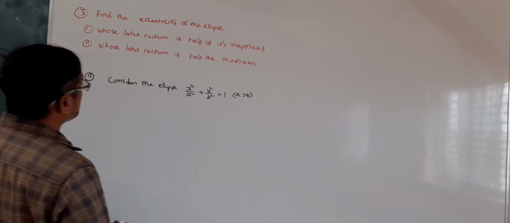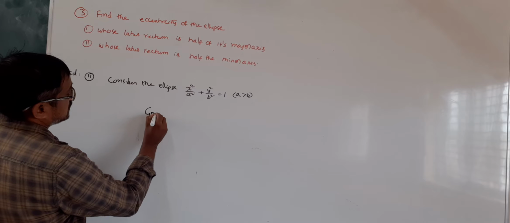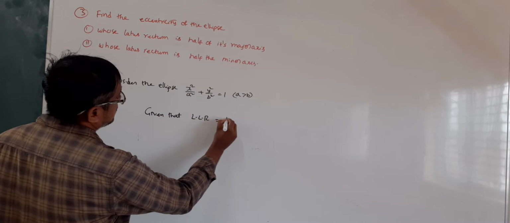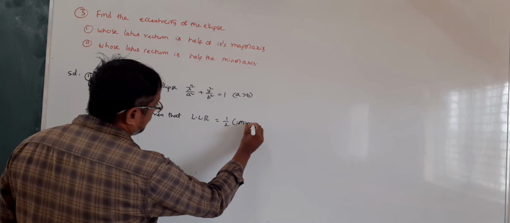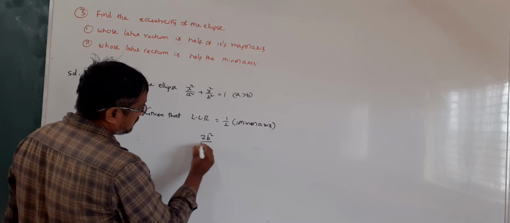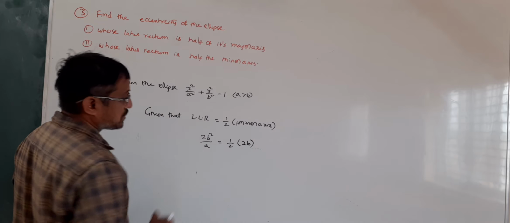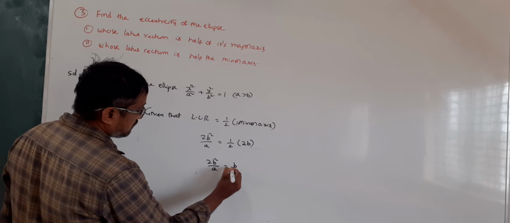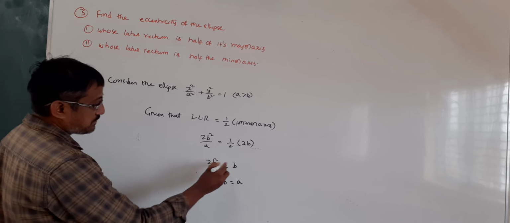Now the second problem. Consider the equation of the ellipse in standard form. It is given that the length of latus rectum is half of its minor axis. So 2b square by a is equal to half of its minor axis, which is 2b. So 2b square by a is equal to b. So you will get 2b is equal to a.